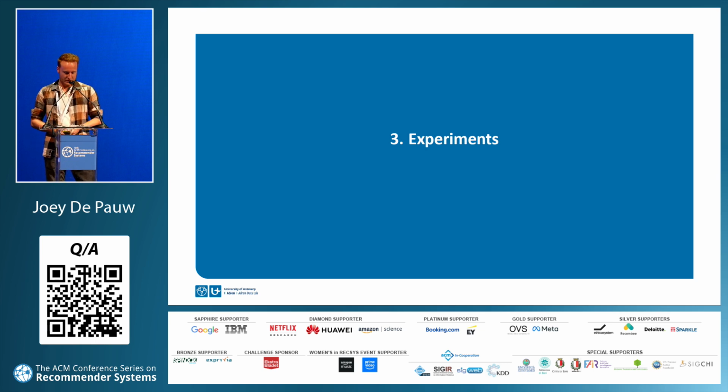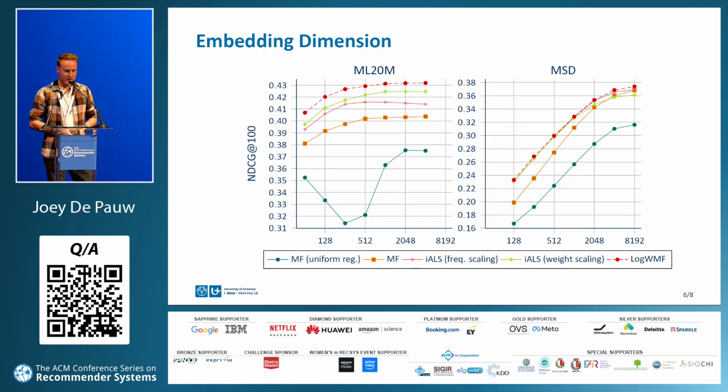Let's then briefly iterate on some of the experiments. We did runs on Movielens 20 million and Million Song datasets. Here we find that we are able to outperform all of the baselines.